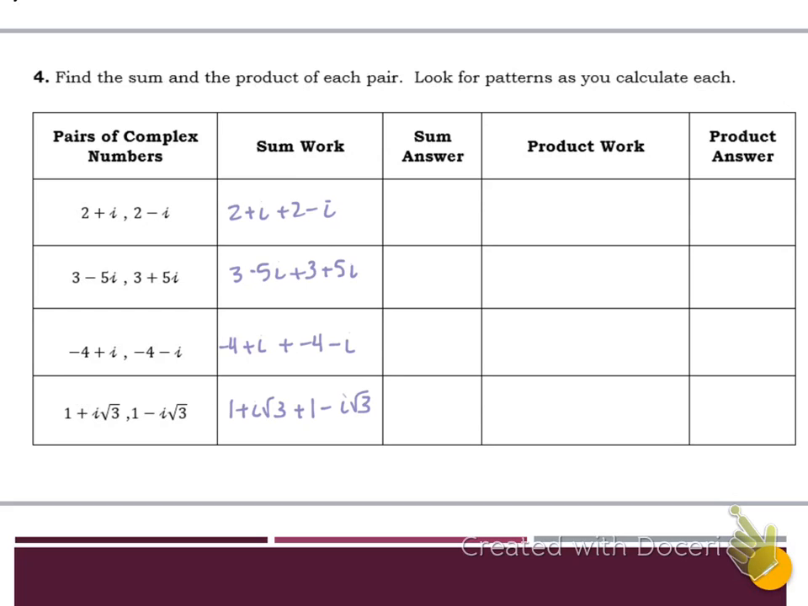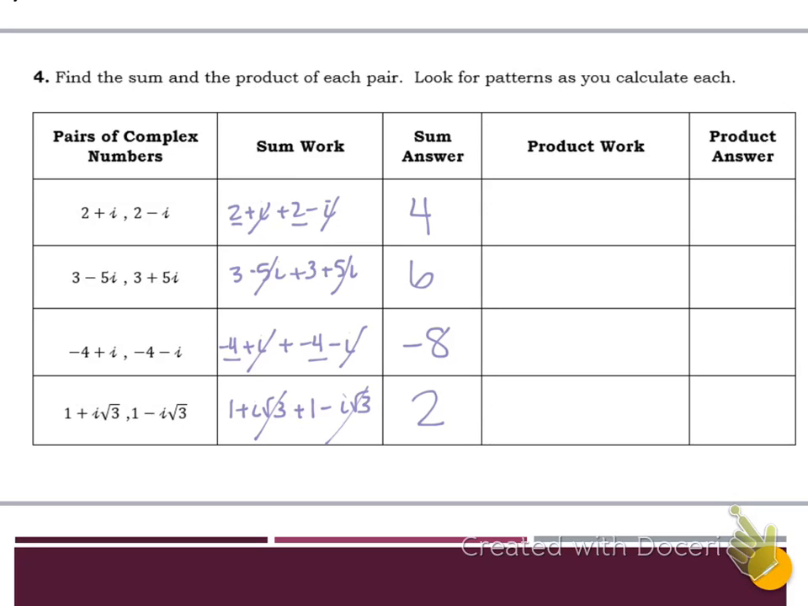Okay, so we're going to go ahead and add them. 2 plus 2 gets me 4. My i's cancel because one's positive, one negative. Okay, my next one, 3 plus 3 gets me 6. My i's cancel because one's positive, one negative, same thing. Negative 4 plus negative 4 gets me negative 8. I's cancel because they're the same thing but one positive, one negative. 1 plus 1 gets me 2. These are the same, one positive, one negative, so they cancel.